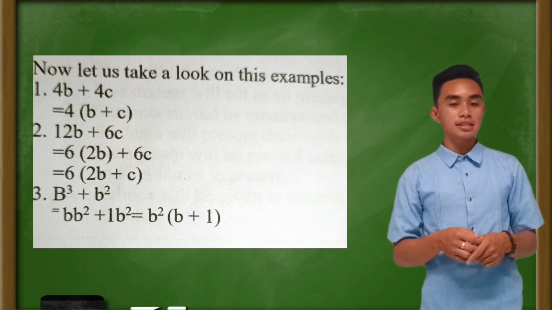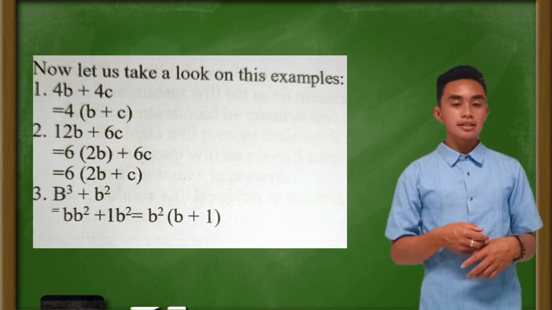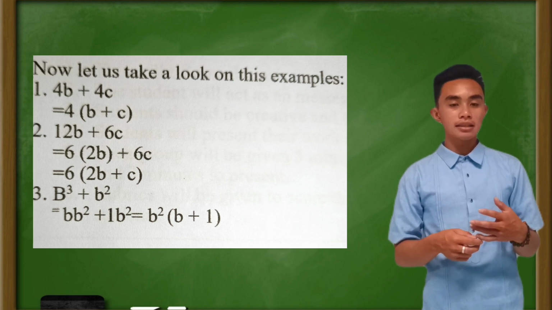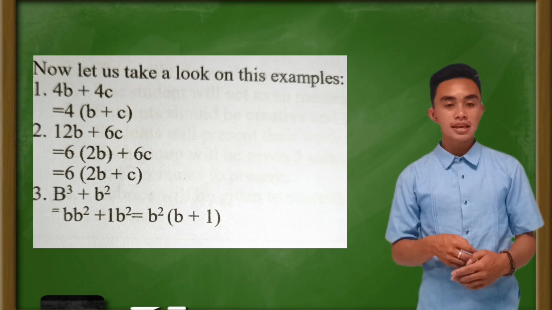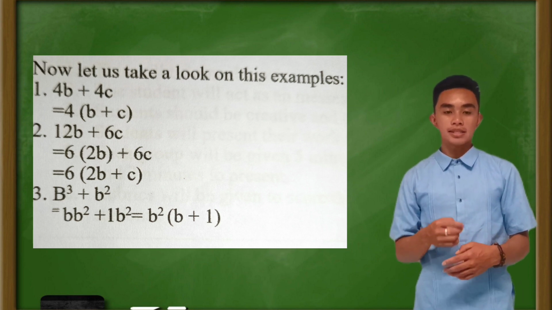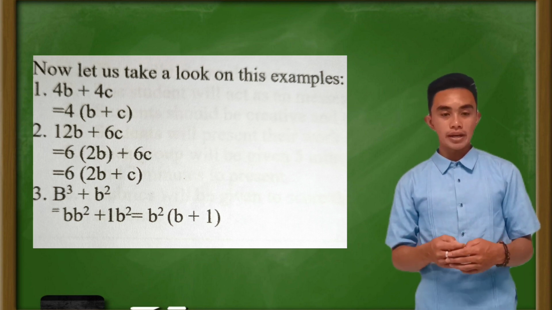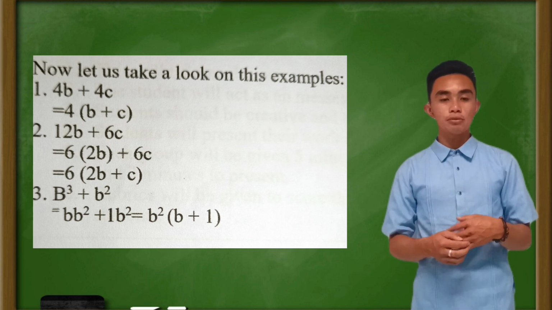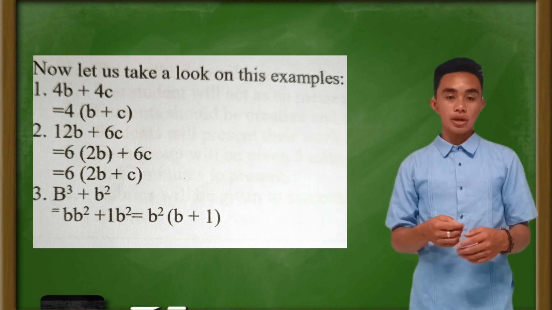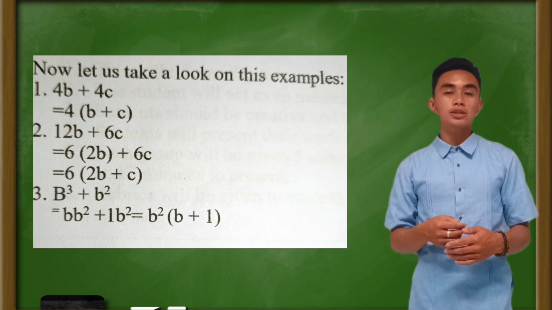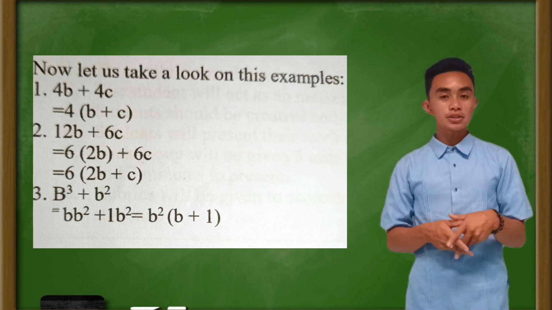So the common factor of 12B + 6C is equal to 6. We should copy the 6C, and since we can divide by the common factor, we have 6(2B + C). And lastly, we have B cubed + B squared. So we can write B cubed as B times B squared, plus 1 times B squared. So it is equal to B squared (B + 1). Understood, class?